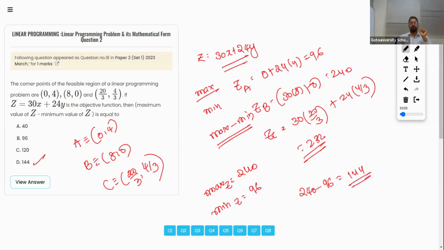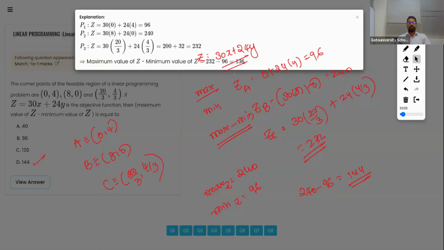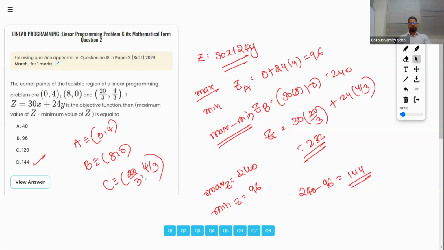Definitely the answer is which one? Option D. So let's see, is it the right answer? Yes, the answer is 144, which is option D, right? So let's go for the next question.